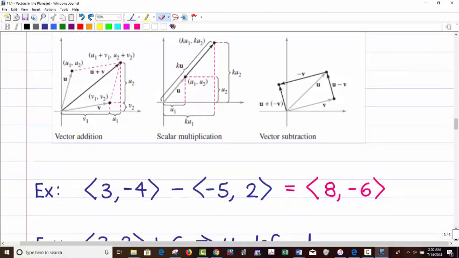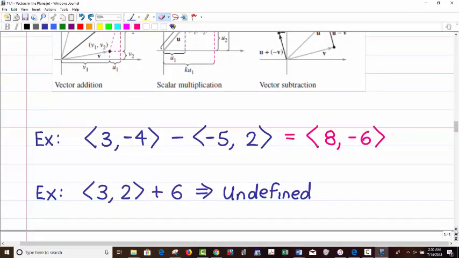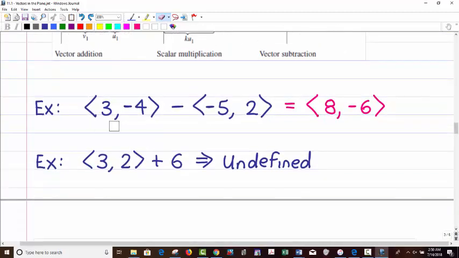So I'm not sure if you're going to have to worry about that too much, but I think it's good to talk about how vectors are affected by adding, subtracting, and scalar multiplication. So here's an easy subtraction problem. We'll look at this next example. See that? You cannot add a vector to a scalar. That's an undefined vector operation.